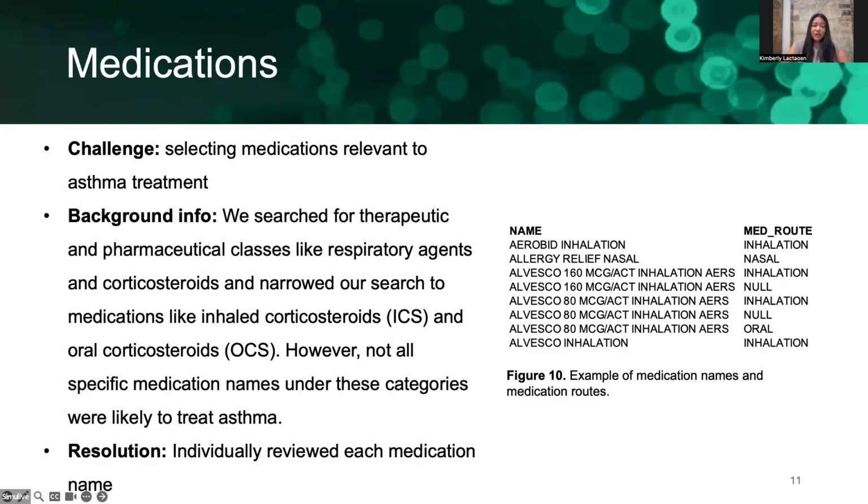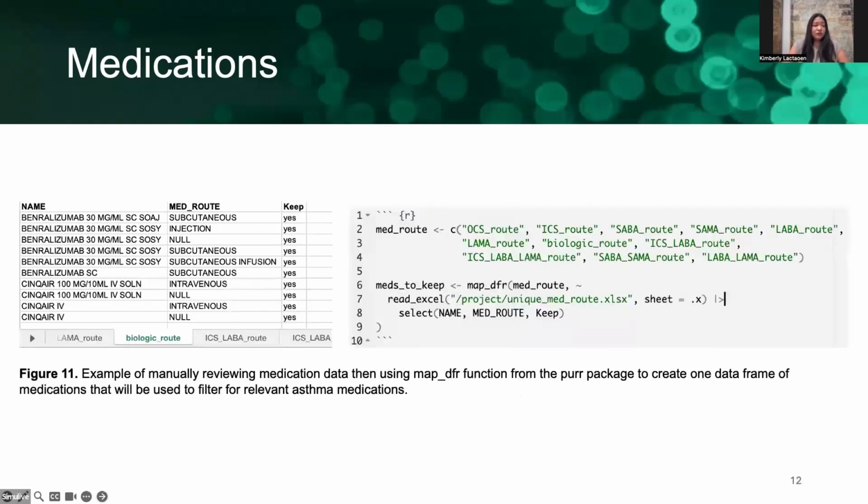For example, the figure on the right shows a list of ICS medications, in which the second name is for the treatment of allergies. So to make sure we accounted for medications appropriate for the treatment of asthma, we worked with asthma specialists to individually select which medications we were to keep for further analysis. To do this, we first had an Excel file of all the medication names and looked at each medication name individually and had a keep column to determine if we were to keep them or not.